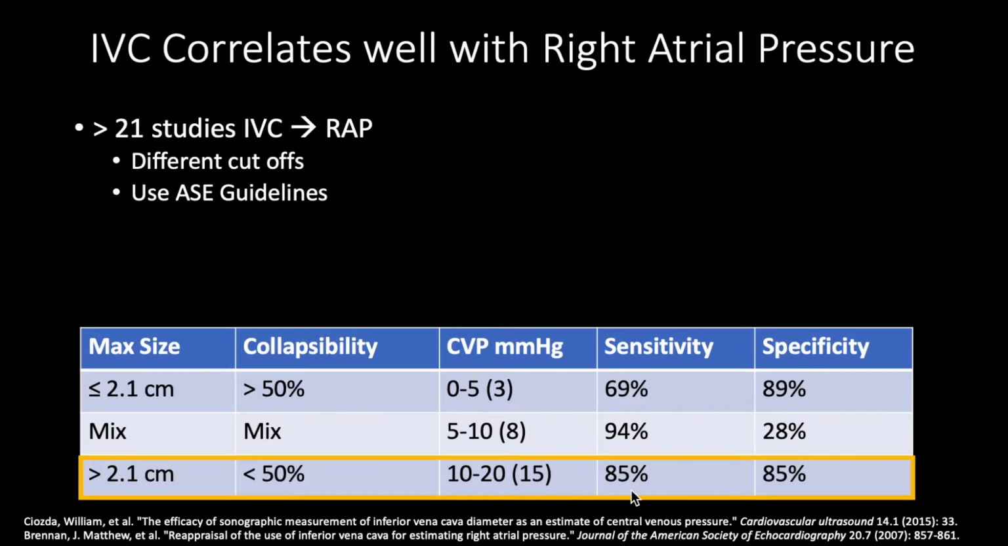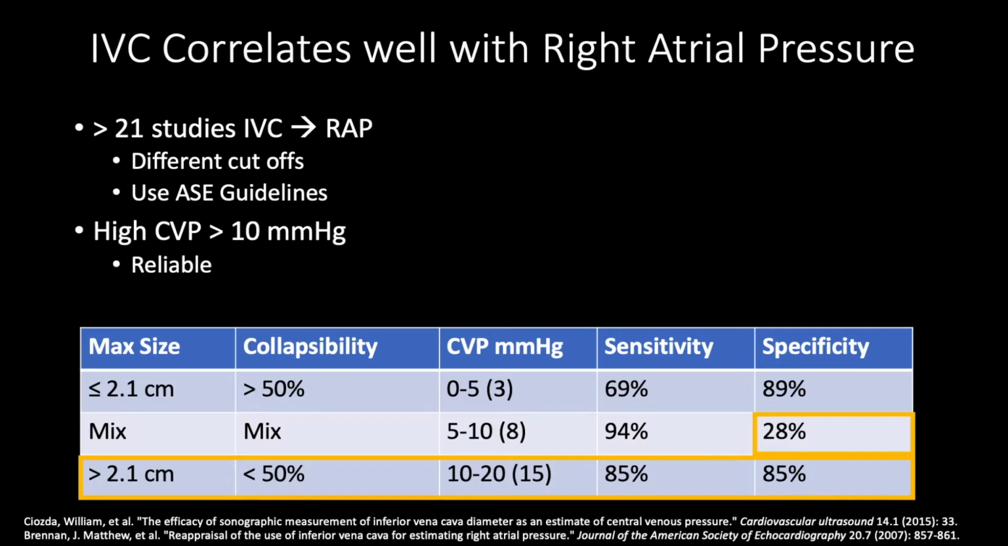And when you look at the sensitivity and specificity for detecting high central venous pressure, IVC ultrasound is great, 85% sensitive and 85% specific. So I feel very confident if I make this measurement in a patient that I've got an accurate measurement. The one caveat with these studies is the specificity of this middle category is poor.